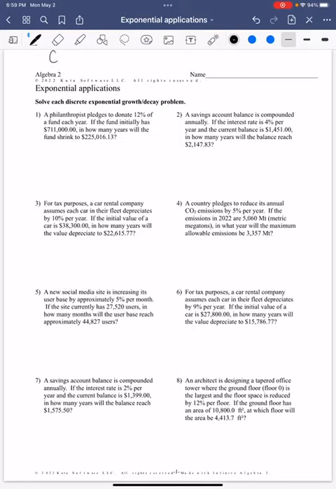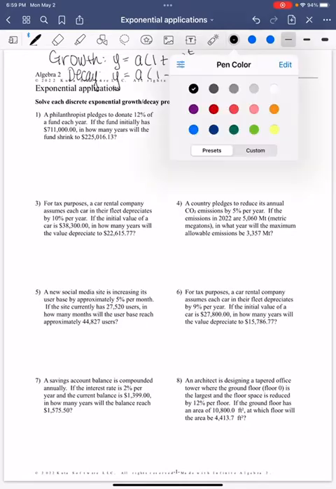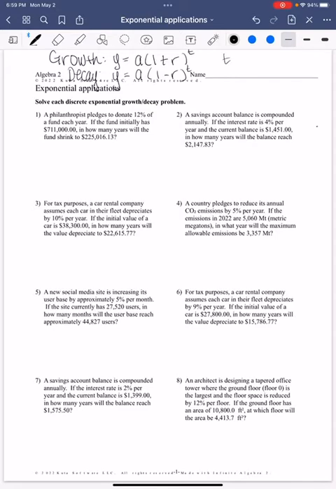We have growth, which is y equals a times (1 plus r) to the t. And then decay, which is very similar, y equals a times the quantity 1 minus r to the t. So for both of these, t is time, and r is the rate.